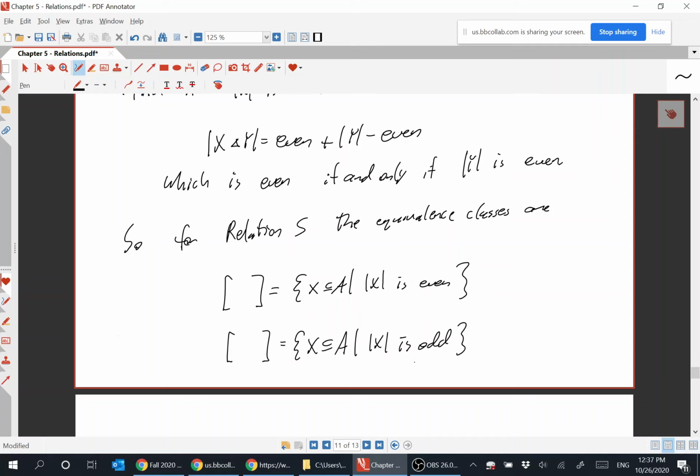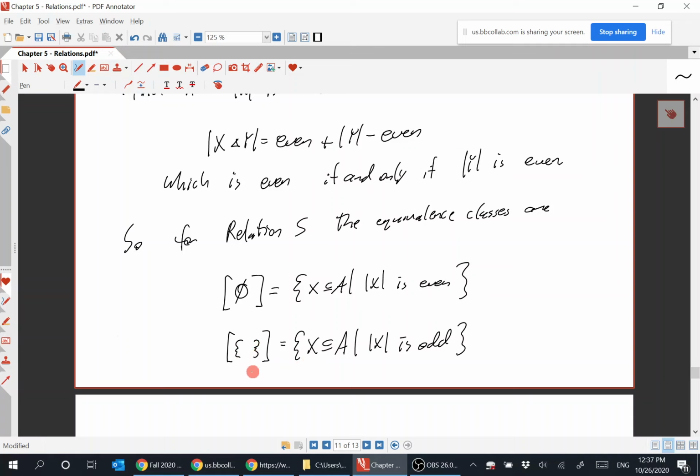What subset of even order always exists in the power set of A? What's the first element that one puts for the power set of A? The empty set. Right. What's the order of the empty set? 0. Is that even? Yes, of course.